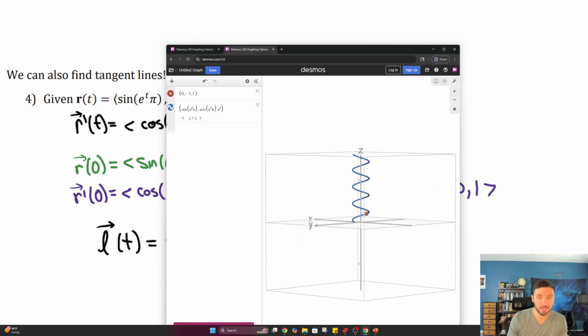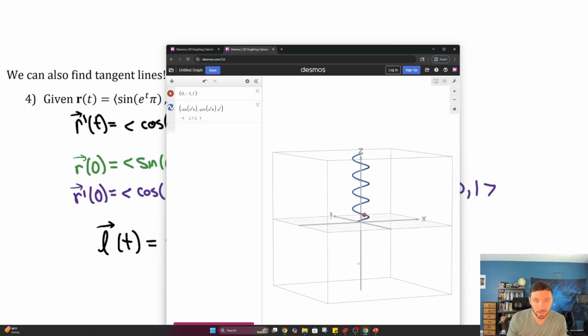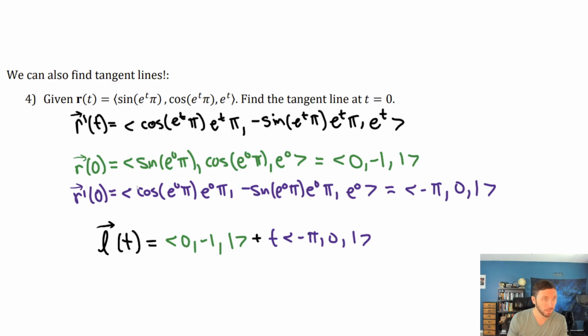So I'm interested in this point right here, and I want to come up with the tangent line from this point. What I need to extract is the direction vector, and then I would utilize this point off the tangent vector. How I found that was I took the derivative, so I found the tangent vector, and I plugged in 0. This is my direction vector.